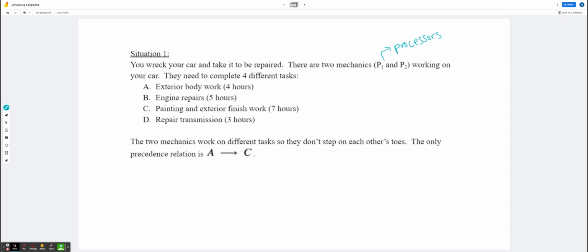They need to do exterior body work, which will take 4 hours. Engine repairs, it will take 5 hours. Painting and exterior finish work, which will take 7 hours. And repair the transmission, which will take 3 hours. They're each going to work on tasks by themselves, so they're not working on the same task together. They're working on tasks separately. And the only rule we have is that A has to happen before C. So you have to finish the exterior body work before you can start painting and doing the exterior finish work.